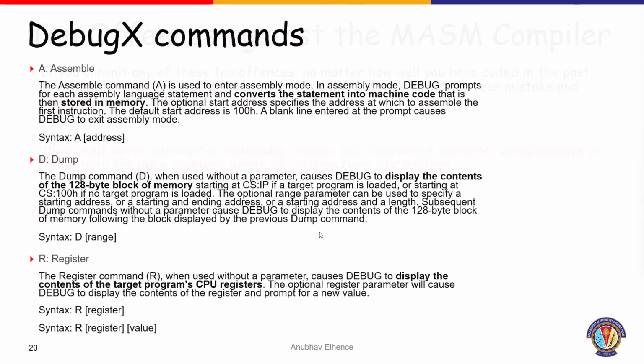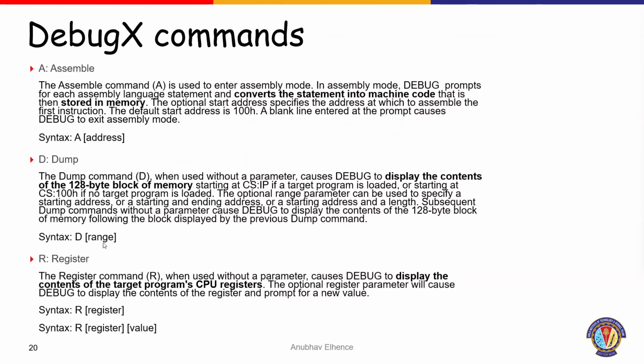So here are the Debugx commands which we have used till now. A stands for the assemble command. The syntax is A, pointing to the address where you want. Just pause the video and give it a read if you want to. The D, the dump command. I spoke earlier of display, sorry, it's the dump, but it does not matter. You can see the contents of the 128 byte block of memory starting at CS:IP if a target program is loaded.